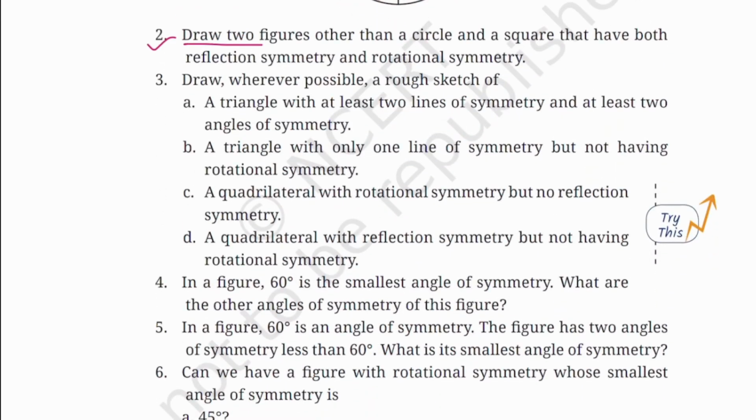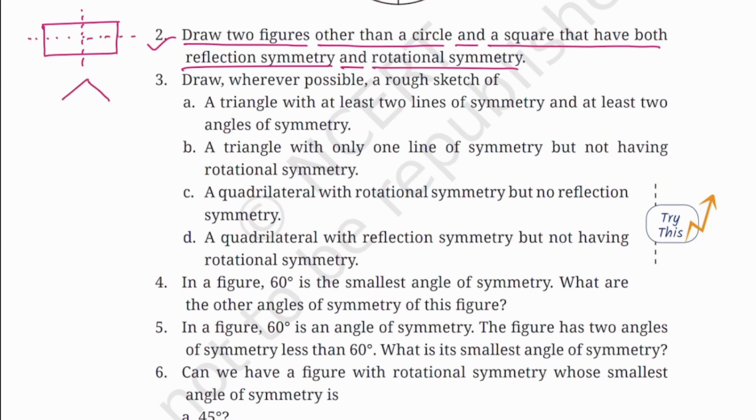2. Draw two figures other than a circle and a square that have both reflection symmetry and rotational symmetry. You can draw a rectangle that has reflection as well as rotational symmetry. Similarly, you can draw a hexagon like this, which has rotational as well as reflection symmetry.